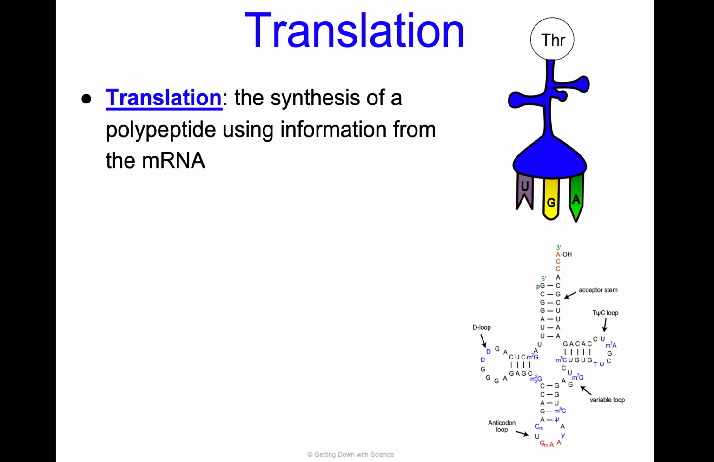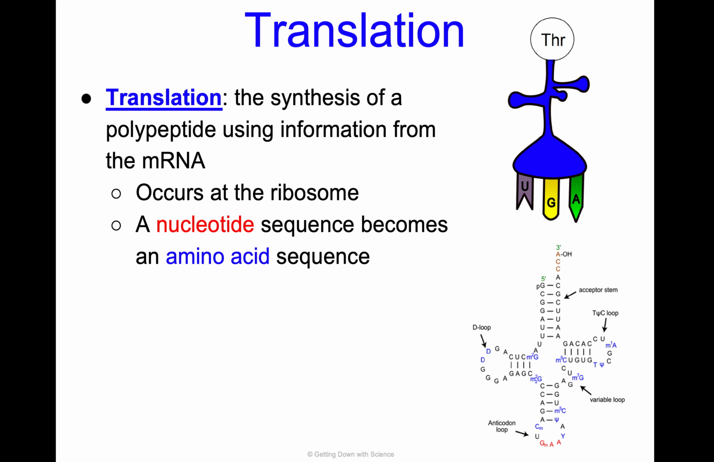So taking a step backwards with transcription, we have the mRNA molecule that was made by the template strand of the DNA, and now this is taking that and translating it into a polypeptide, which will then become a protein. It occurs at the ribosome. It's the site of protein synthesis. Nucleotide sequence becomes an amino acid sequence.